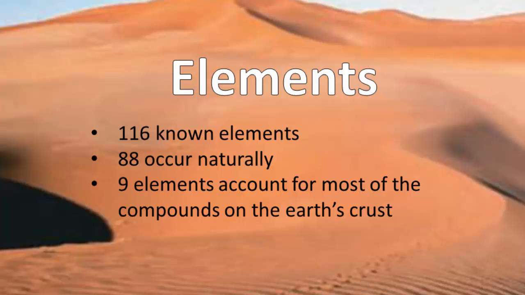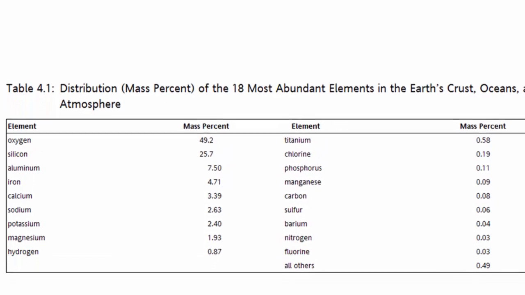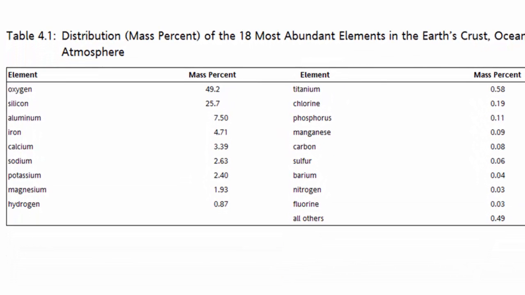What you see here is sand. Sand is silicon dioxide, and silicon and oxygen are two of the most abundant elements. Almost half the mass of the Earth is accounted for by just oxygen. So the distribution or mass percent of the 18 most abundant elements on the Earth are listed.